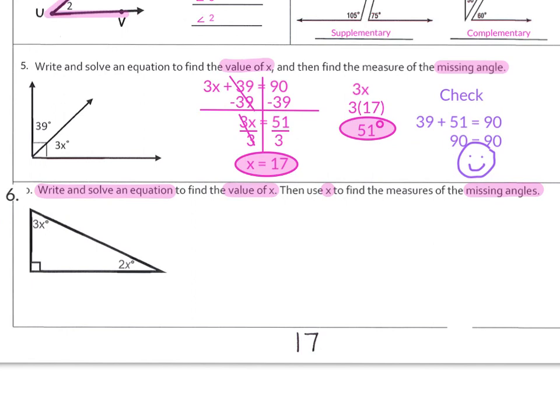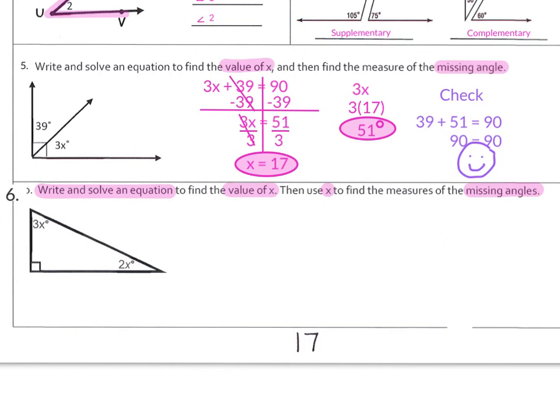So in order to solve this question, I need to start by writing out an equation. So what do we know about a triangle? Well, hopefully we remember that all 3 of the angles in a triangle will add up to 180 degrees. So to start off by writing my equation, I needed to remember that the 3 angles in a triangle add up to 180 degrees.